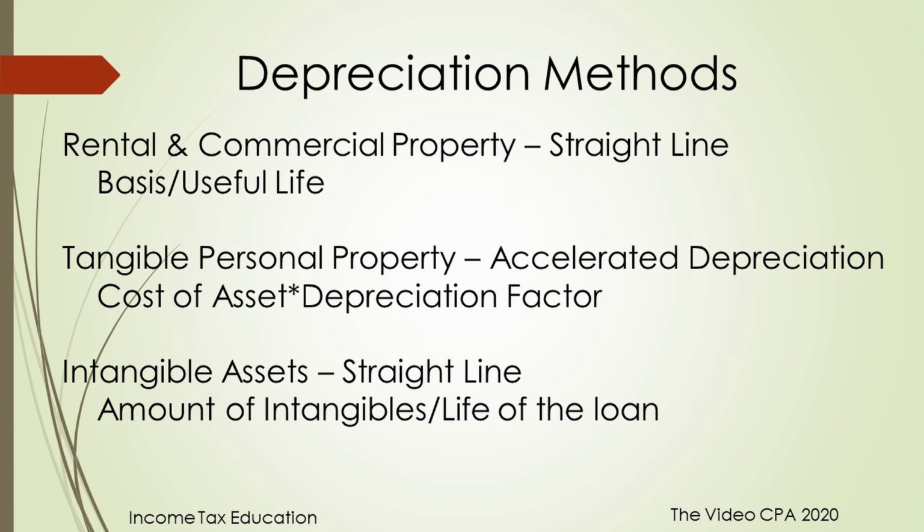With that said, let's go into depreciation methods for real estate. Your rental property and your commercial property, the structures are going to be depreciated on a straight line basis. So that's very simple. You take the basis, what we talked about in part 2 of this series, and divide it by the useful life. So with rental property, it's divided by 27.5 years. Commercial property, it would be divided by 39 years.